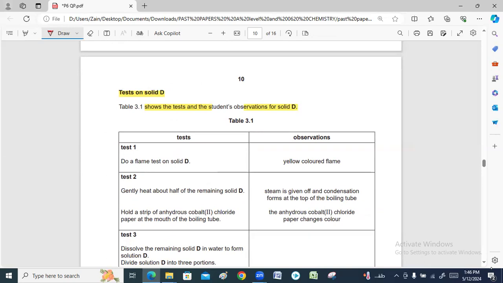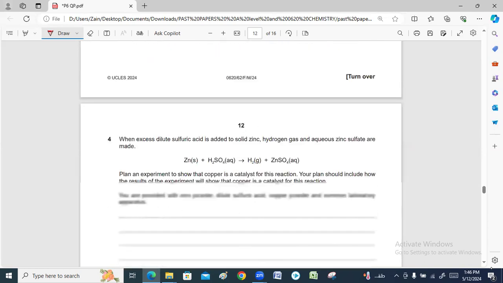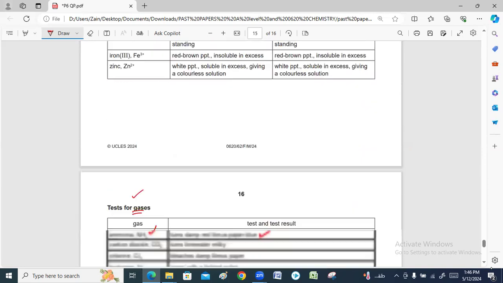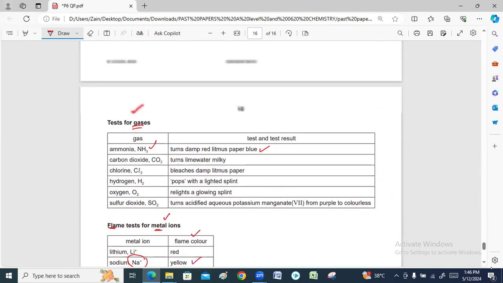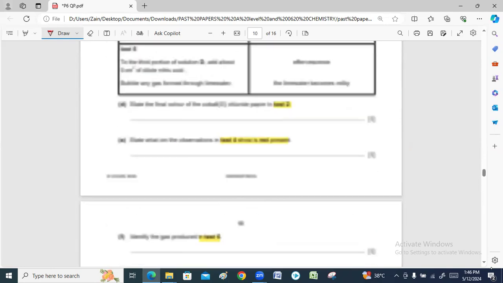Test one, do a flame test on solid D: a yellow colored flame. If you look at your flame tests, you can see that the yellow flame means Na positive.